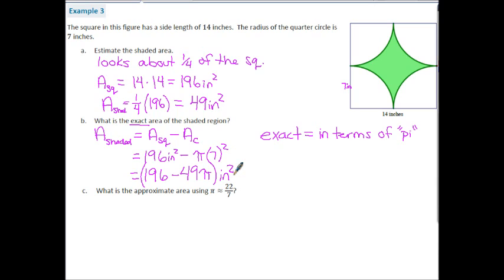But C is going to ask us to approximate it, and instead of using our calculator to use pi, they're asking us to use 22/7, and we've seen this before. We saw this on our pi day. So 22/7 is an approximate value for pi, so we're just going to plug that in. So we can take the area is equal to 196 minus 49 times 22/7. And when I evaluate that, I get 196 minus 154, and that is equal to 42, and this is in inches squared.